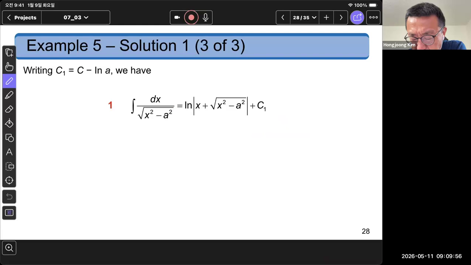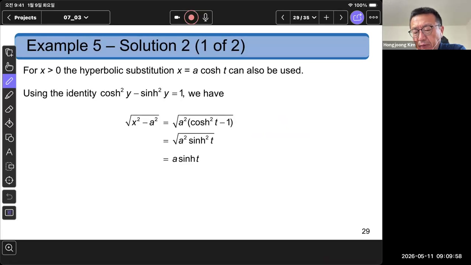And in this problem, sometimes people may consider a slightly different substitution. Instead of a secant theta, people may introduce this substitution in terms of hyperbolic function.